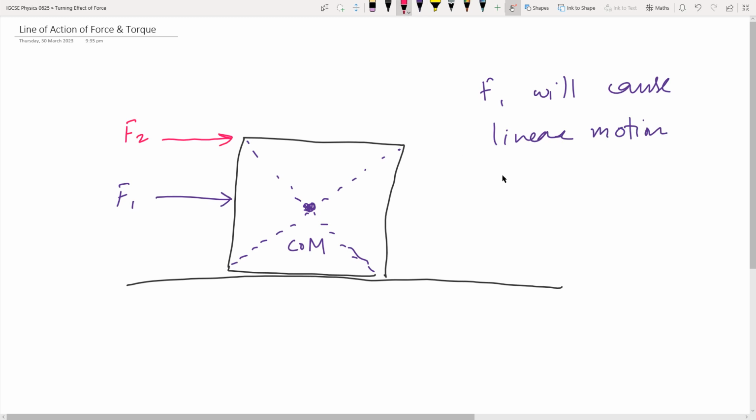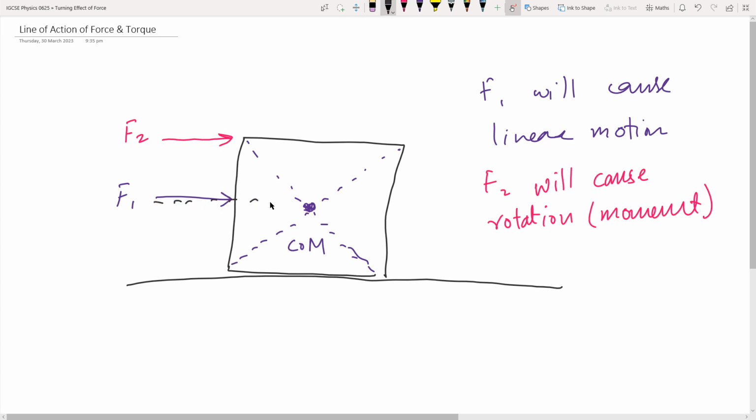And in this case F2 will cause rotation, and that is what we call a moment, right? The rotational effect of a force. Now why is that? Because that's the point of application of the force. So let me just draw a dotted line representing the center, right?